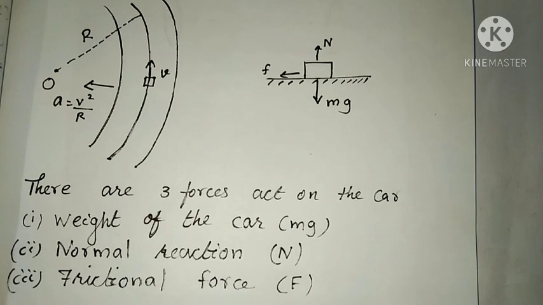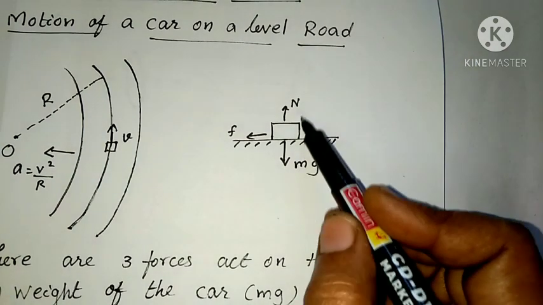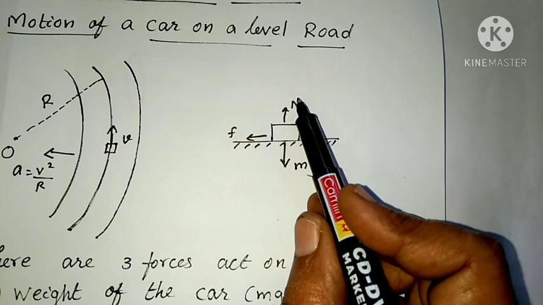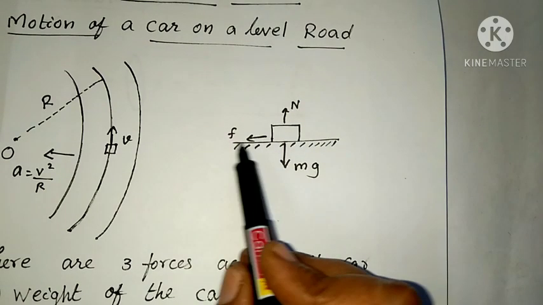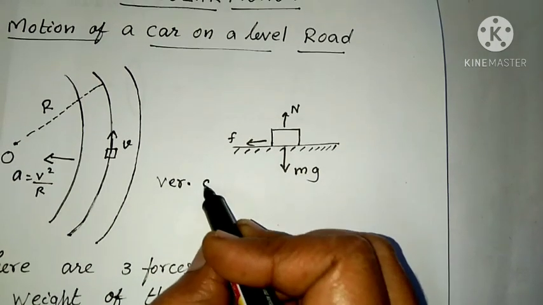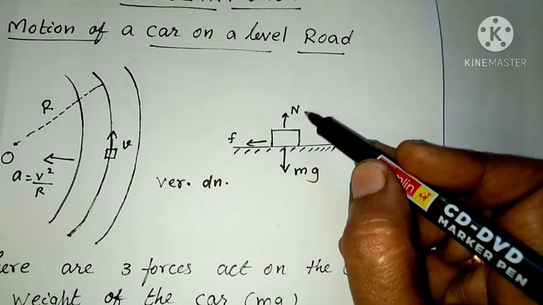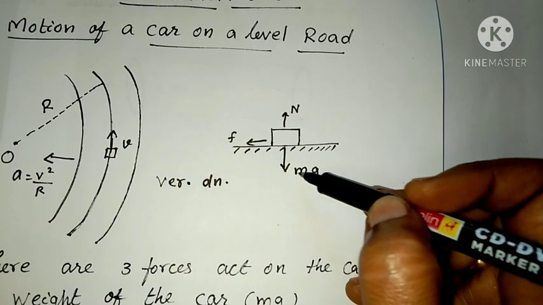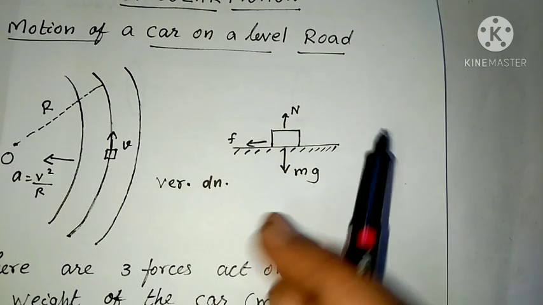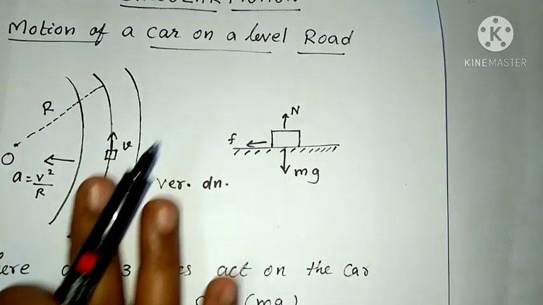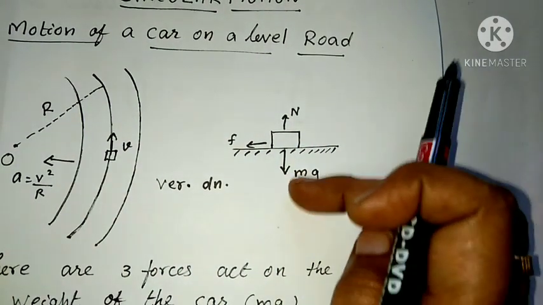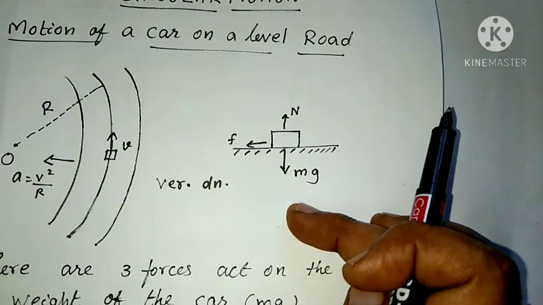In the vertical direction there are two forces acting on the car: the weight of the car acting downwards and the normal reaction in the upward direction. The third force, the frictional force, is in the horizontal direction. In the vertical direction, the normal reaction and the weight of the car are equal and opposite to each other. The car is moving on a horizontal level road, so there is no movement in the upward or downward direction.